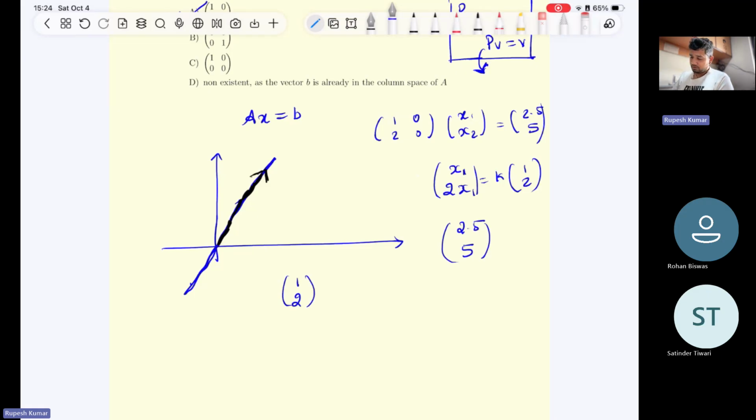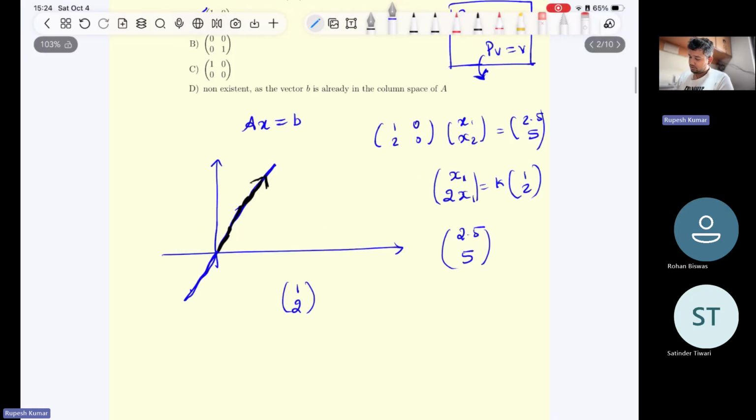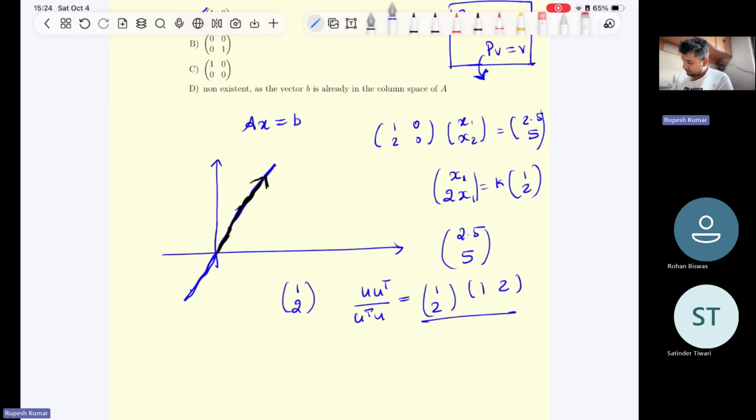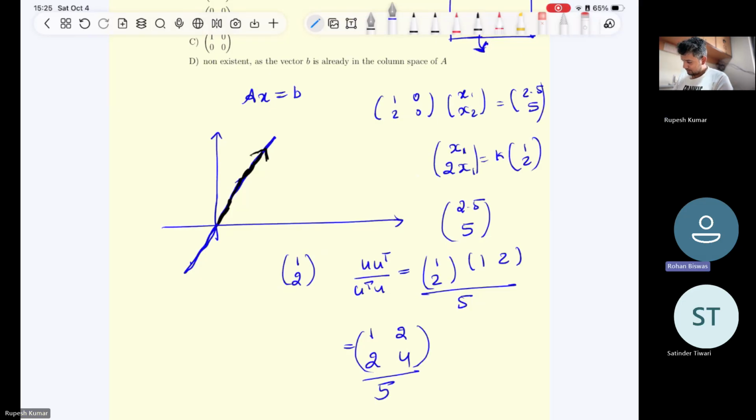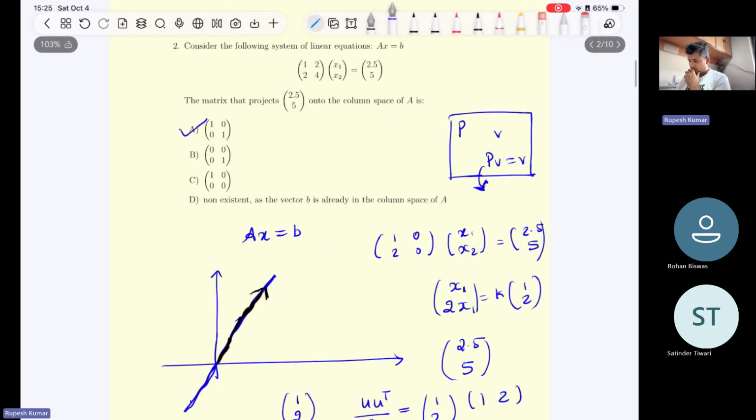So what is the projection matrix for a vector like this? U times U transpose divided by U transpose U. You remember this. So it will be (1, 2) times (1, 2) transpose divided by the norm squared, which is 5. Then you can compute this: 1 into 1, 1 into 2, 2 into 1, 2 into 2, divided by 5. So this will be your projection matrix along this line.